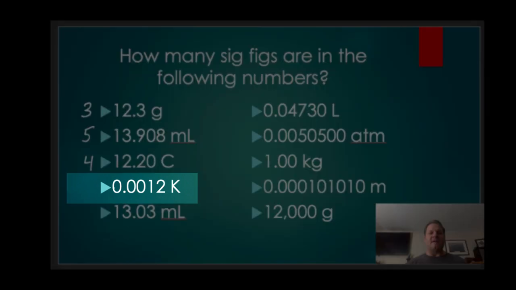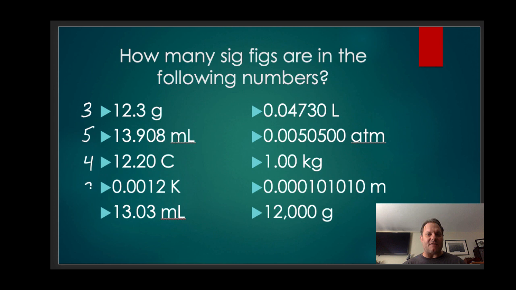All right, 0.0012 Kelvin. The last rule says zeros to the left of the first non-zero number are never significant. Because if you think about it, there is a 0 out here as well, and out here as well. There's an infinite number of zeros going on out there. We just don't report them. Why? Because they're just placeholders. So are these zeros. The decimal does not really affect that. There are only 2 sig figs in that measurement, the 1 and the 2. Zeros to the left are not significant.